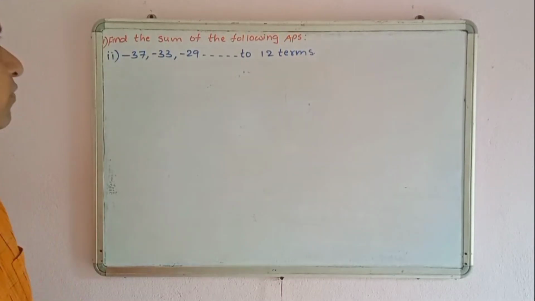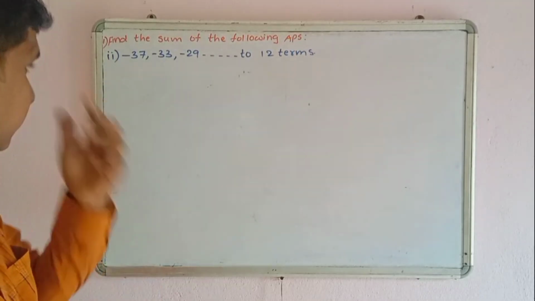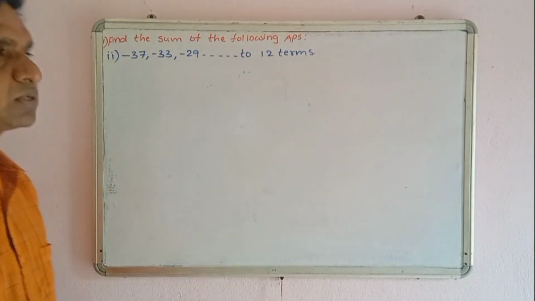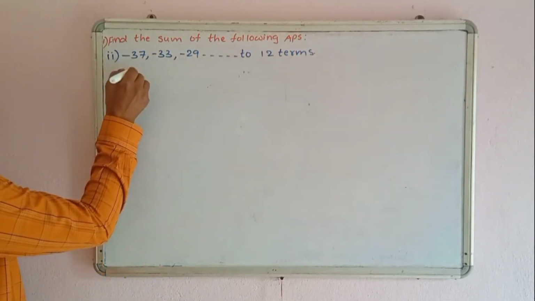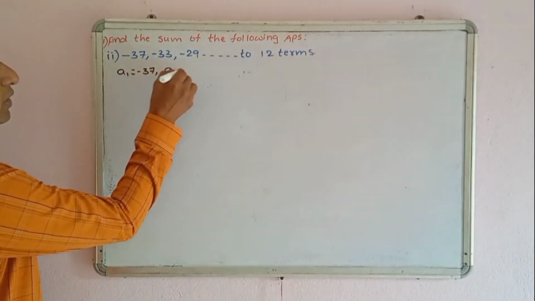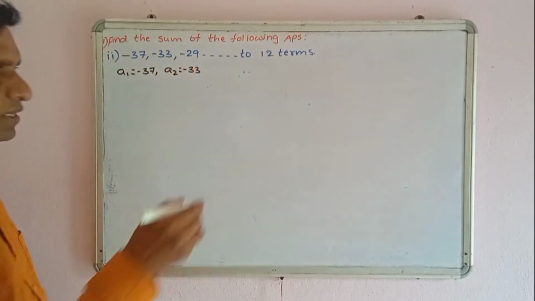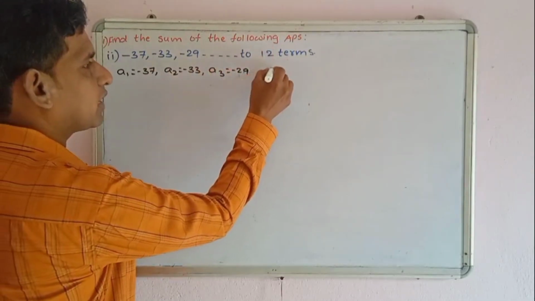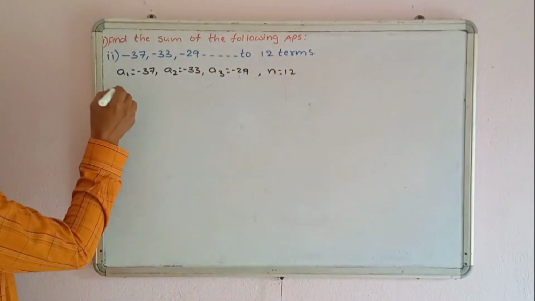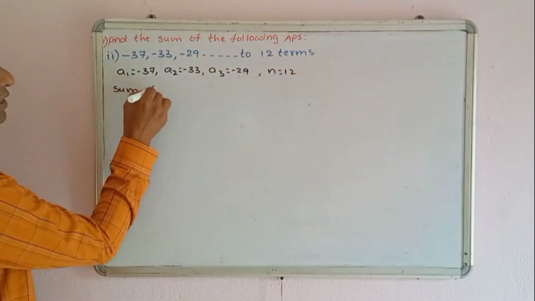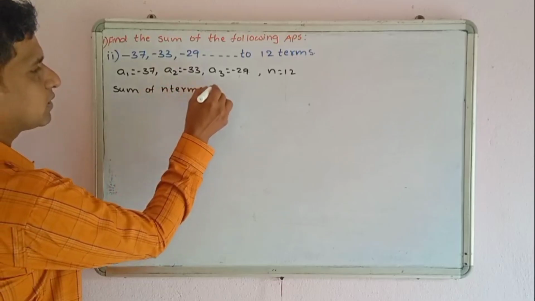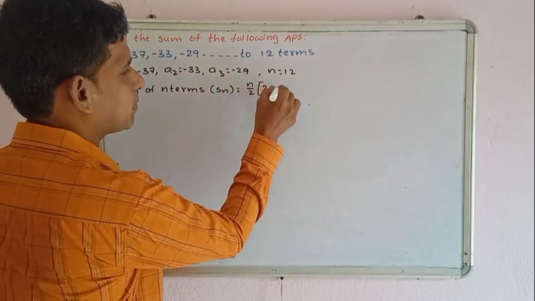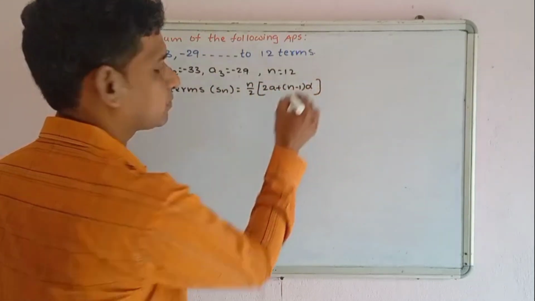Second one: find the sum of minus 37, minus 33, minus 29, and so on up to 12 terms. So here A1 equals minus 37, A2 equals minus 33, the second term, A3 equals minus 29. Up to how many terms? 12 terms. Therefore n equals 12. Now the sum of n terms. The formula is Sn equals n by 2 into 2a plus n minus 1 d.